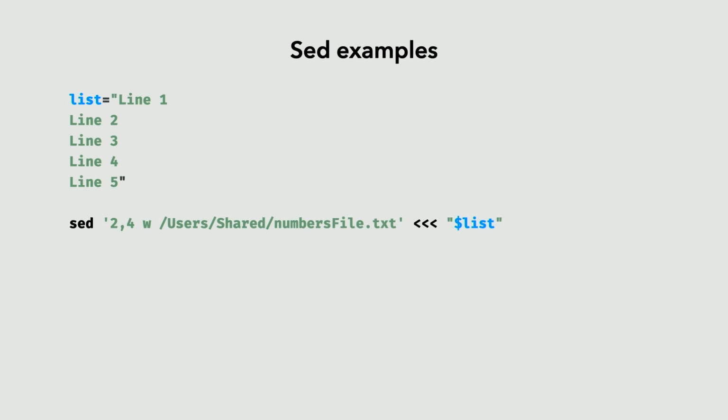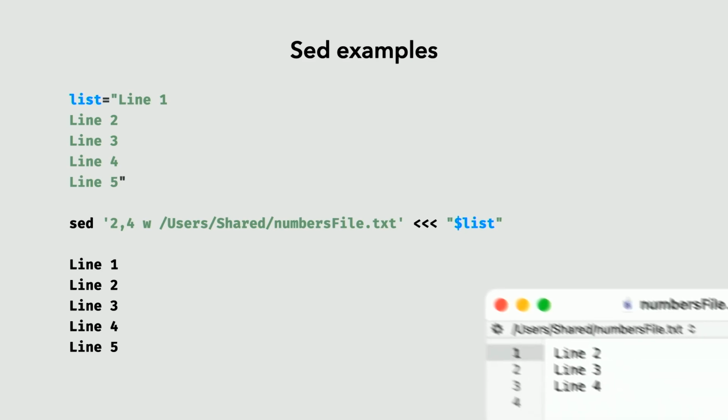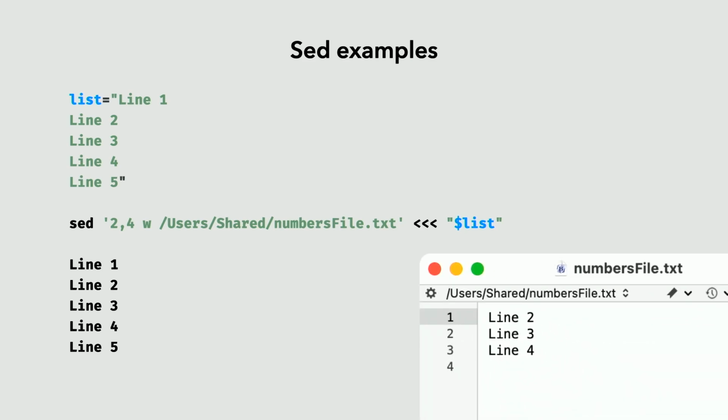And if I change the d to a w for write, and I provide a path to a file, Sed does two things. First, it outputs to the screen every line it evaluates. And remember, Sed's just letting you know what it's doing. But at the same time, it's creating a new file called numbersfile.txt, and it's populating it with lines 2 through 4. Sed can do a lot.